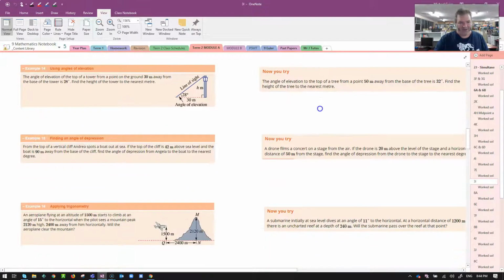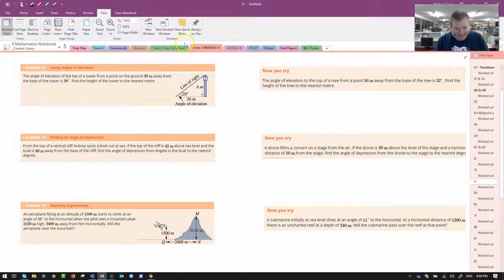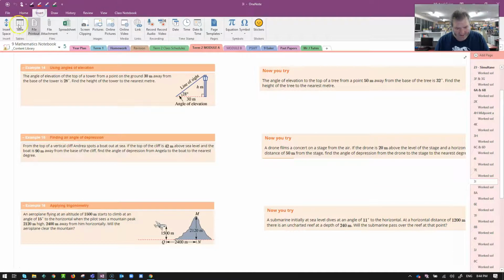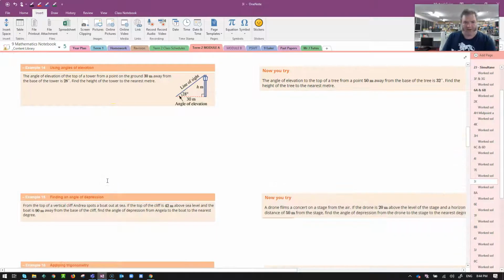Let's have a look. Oh, I might need to insert a little bit of space. That's about the only thing we might need here, just to make sure it's not too cramped up when we go to have a look at this. So, the angle of elevation of the top of a tower from a point on the ground 30 metres away from the base is 28 degrees. Find the height of the tower.